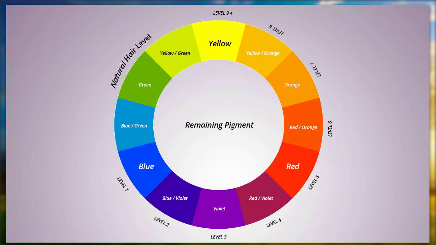This was something that once I actually paid attention to it, I always knew what the remaining pigments were at each level, but I didn't realize that if I looked at the color wheel, like let's do it together. At level 1, blue, right? So find the blue color that says just blue. Okay. Type in a one if you're there.